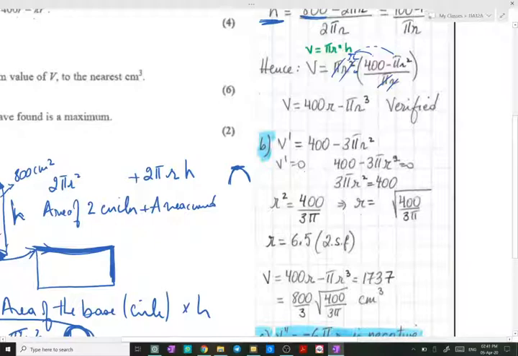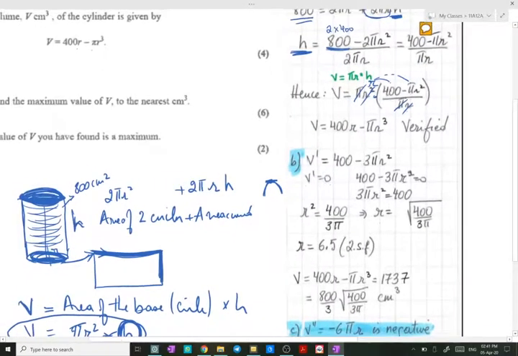Now we still haven't finished because we need to find the volume. So you replace r in the initial equation here, and you get the value for the volume.